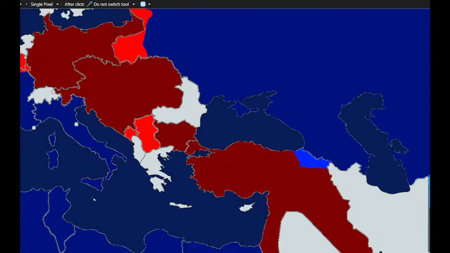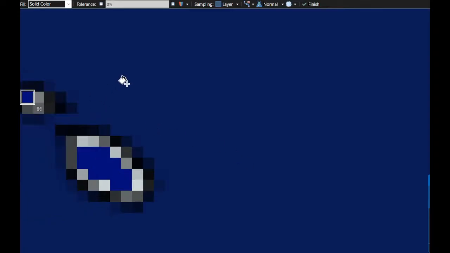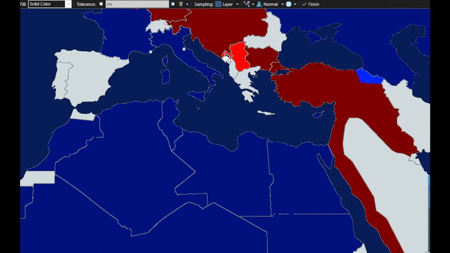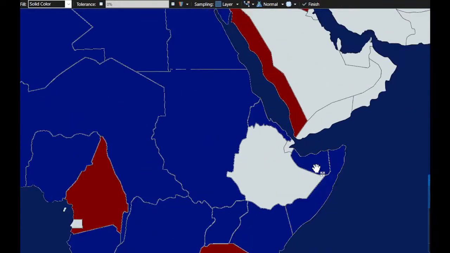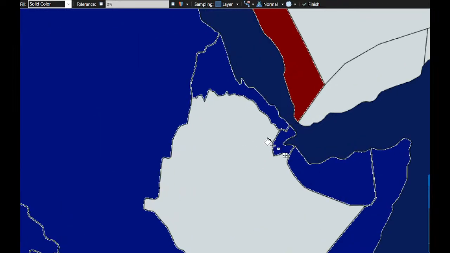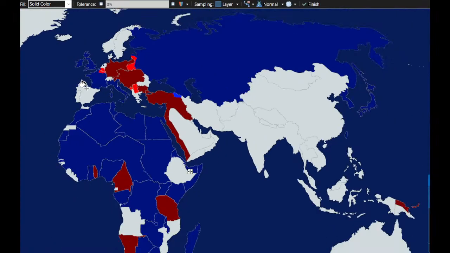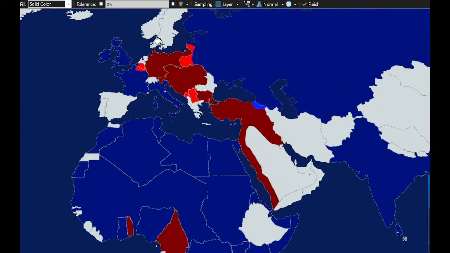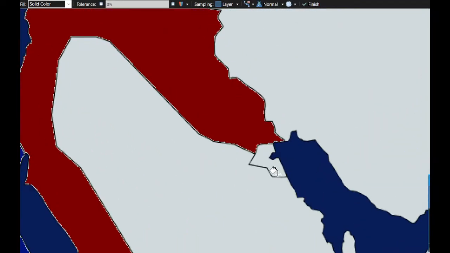Oh, Britain also controls Cyprus, and they control Malta. Oh yeah, Italy owns Eritrea and Somalia, and Britain owns Somaliland, and France owns Djibouti. Ethiopia is looking really scared right now. They're surrounded on all sides by the Entente, one of the few nations that are.